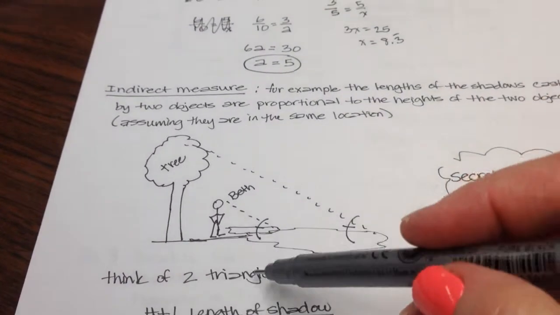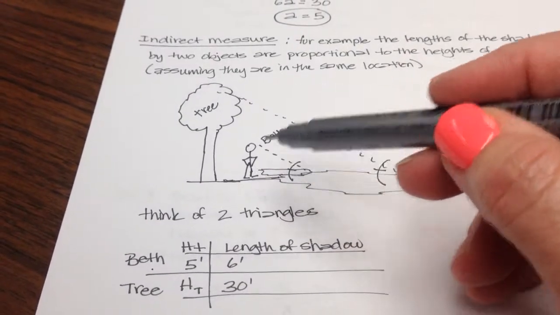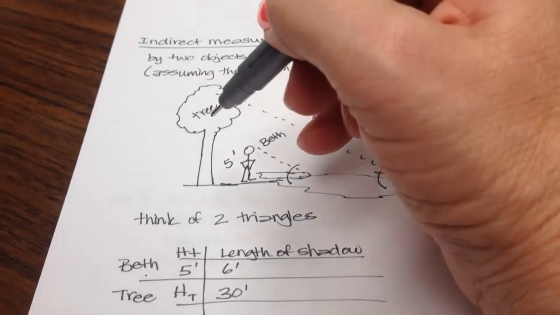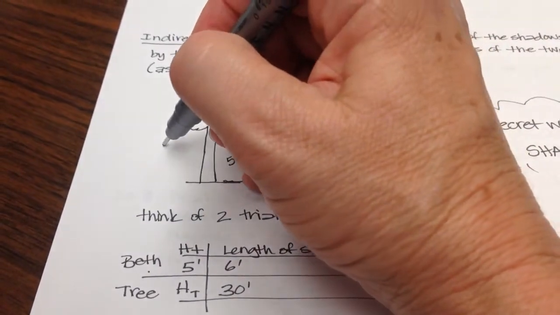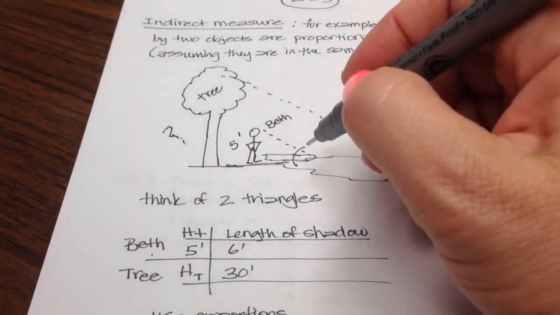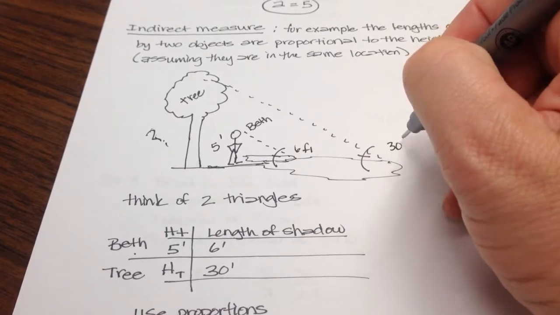All right, so think of 2 triangles, right? What I do know is that Beth is 5 feet tall, because it told me that in the book. And I don't know how tall the tree is. It told me that her shadow was 6 feet long, and the tree's shadow was 30 feet long.